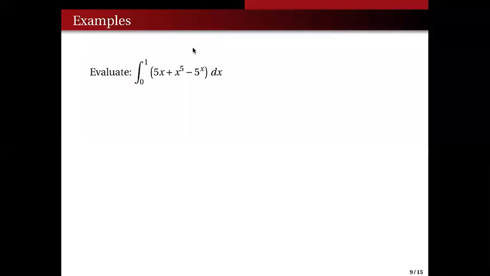Next problem here, we have to integrate. So definite integral from 0 to 1 of 5x plus x to the 5 minus 5 raised to x dx. So again, let's just put this here. Some students do this, so I'll just do this here.